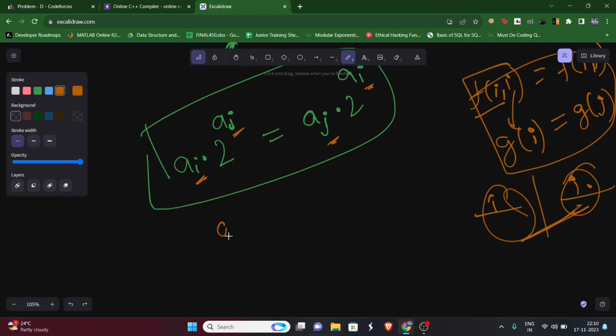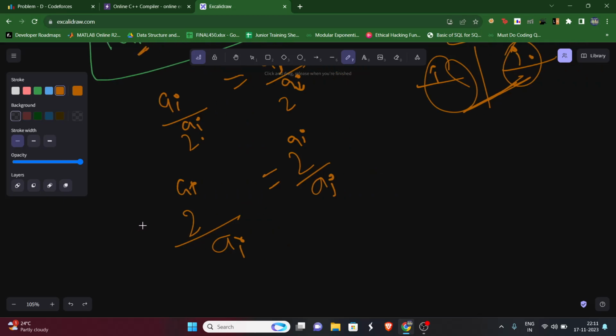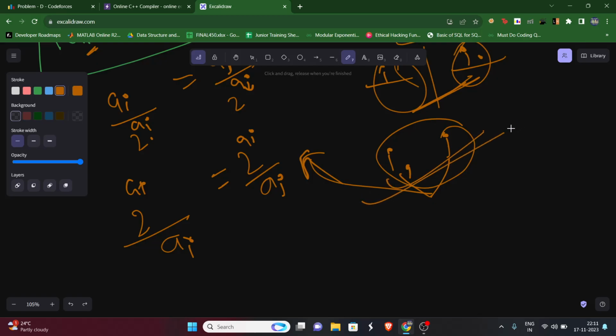It will become nothing but 2 to the power a of i upon a of i equals 2 to the power a of j upon a of j. So for any i and j, if this condition is satisfied, that means they will make a valid pair and we can count them in our answer.